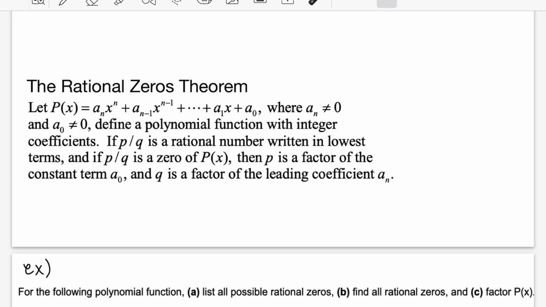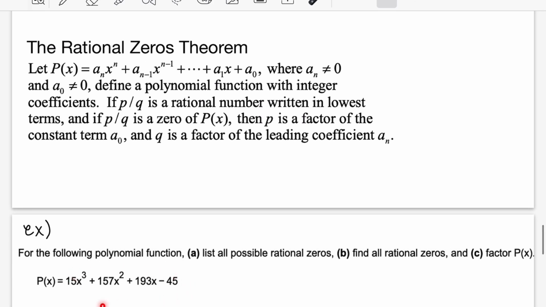All right, so the last thing we'll look at in this video is the rational zeros theorem. So we're going to have a polynomial function of this form here, where our leading coefficient a sub n is not equal to 0, and our constant term a sub 0 is also not equal to 0. So if p over q is a rational number written in the lowest terms, and if p over q is a 0 of our polynomial function, then we have that p is going to be a factor of our constant term here, and q is going to be a factor of our leading coefficient here. Okay. So we'll use this theorem here to do the following examples.